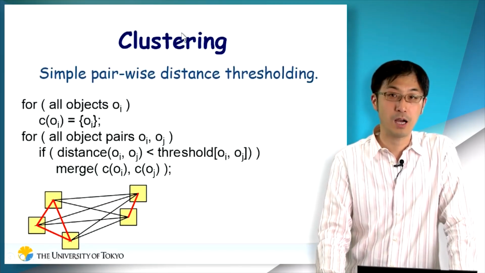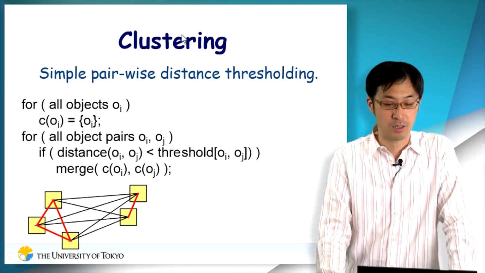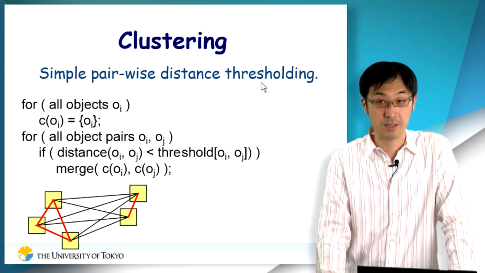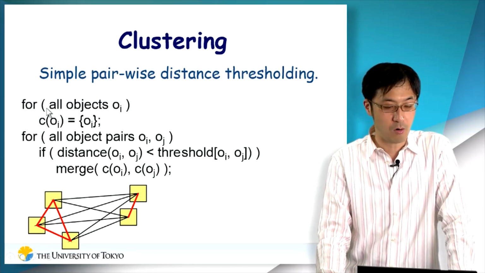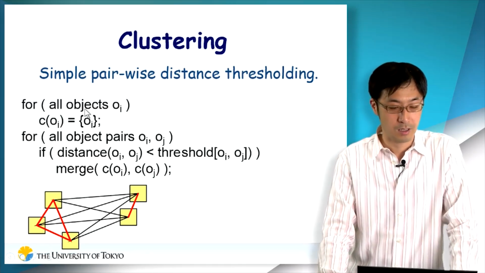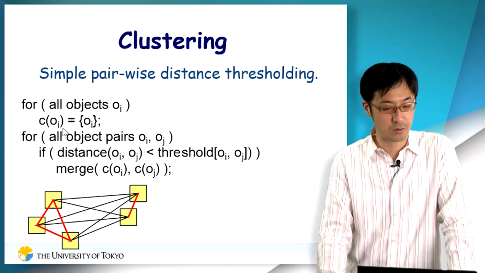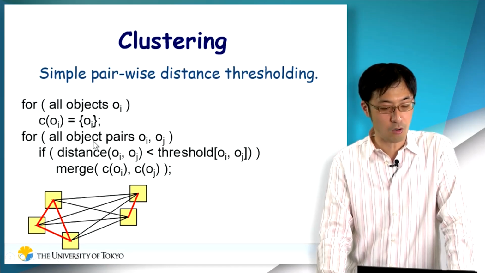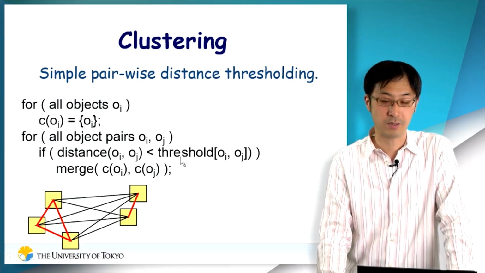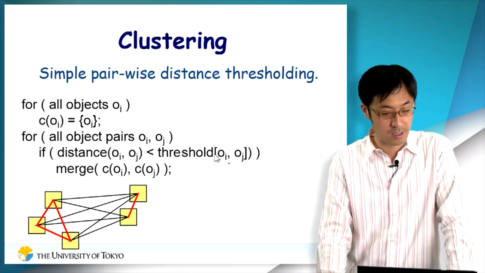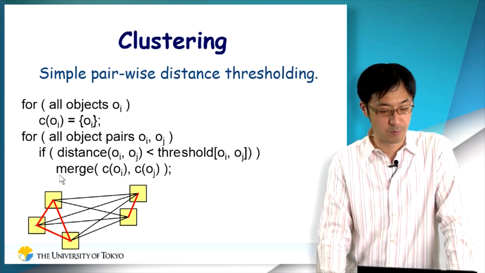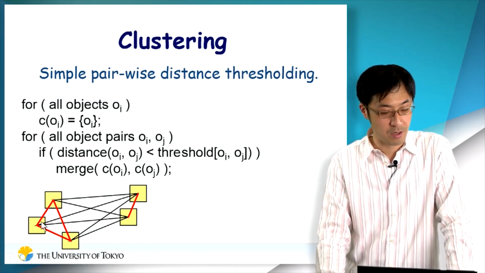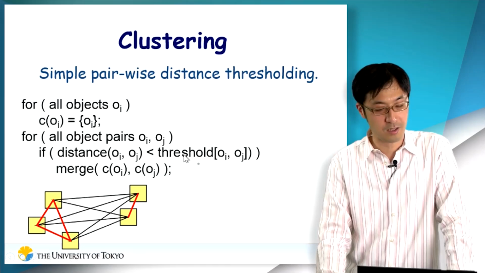I will first describe the clustering algorithm. We use very, very simple pairwise distance thresholds. For all objects on the screen, first we assign each object to its own cluster. So the cluster of each object is like this. And then for all object pairs, Oi and Oj, if the distance is smaller than a threshold, then we merge the two objects. For each pair, we check the distance against one threshold, and if they are smaller, we merge them.